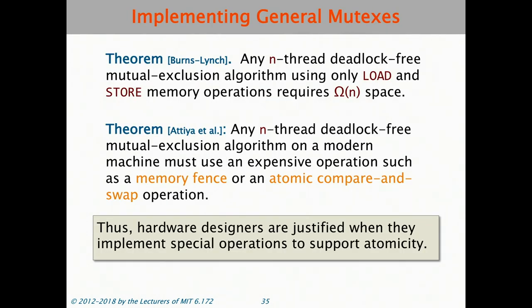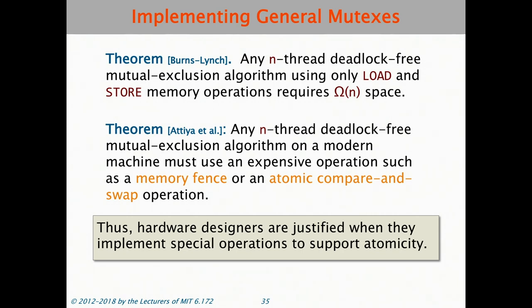In general, for implementing general mutexes, if you're going to use only load and store, there's a very nice theorem by Burns and Lynch. This is Nancy Lynch, who's on the faculty here, that says any n-thread deadlock-free mutual exclusion algorithm using only load and store requires order n space. The space is linear. Okay, so this answers a question that I had answered orally before.